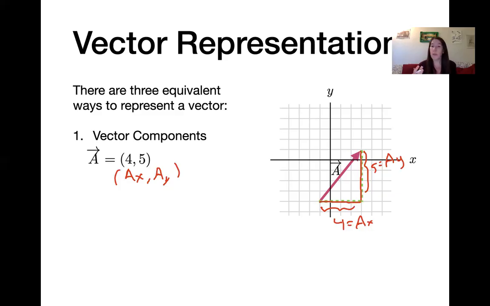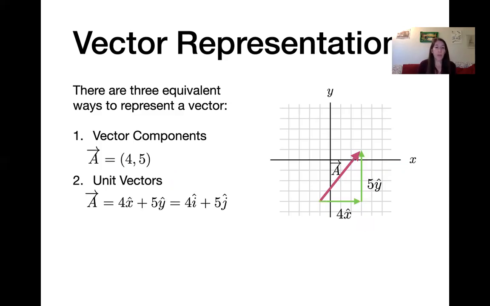So this is a first way we could quantify our information about a vector. And really, these numbers 4 and 5 describe everything we need to know about the vector. If I give you the vector components, you could draw it automatically, and that's really all the information you need.